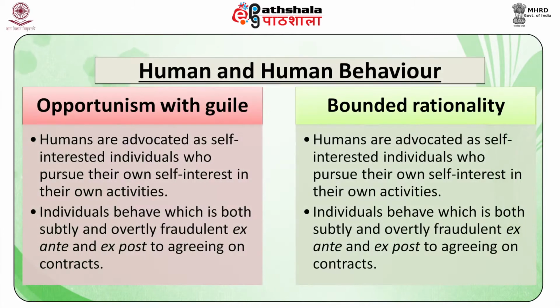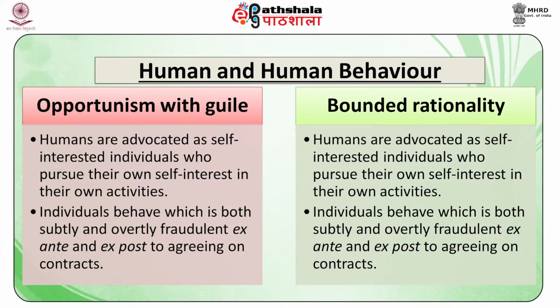These are the major human behavior assumptions advocated by Williamson for TCT. The first is opportunism with guile. Humans are seen as self-interested individuals who pursue their own self-interest in their activities. Individuals behave both subtly and overtly fraudulently, ex ante and ex post to agreeing on contracts. In fact, some individuals behave opportunistically, so there are costs to exchange. According to Williamson, the opportunism assumption is about the motivations of human behavior. He considers this assumption central to TCT because in the absence of potentially opportunistic behaviors, contracts would be costlessly enforced.